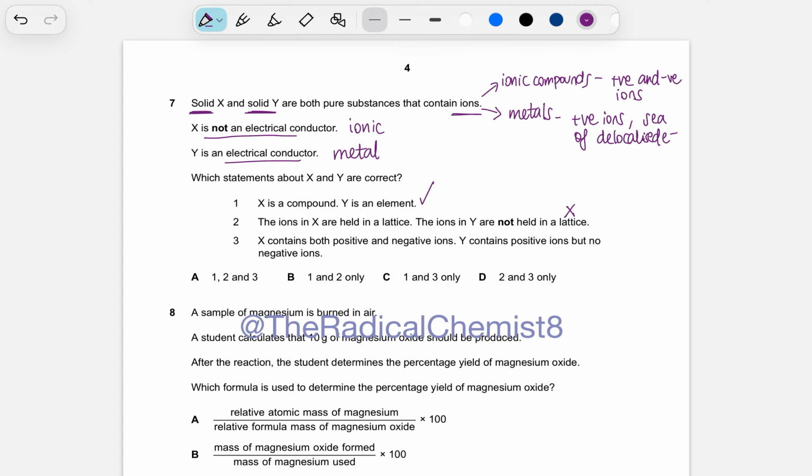of delocalized electrons. And then finally, X contains both positive and negative ions, and Y contains only positive but no negative ions. This is correct. So your answer is 1 and 3, so C.